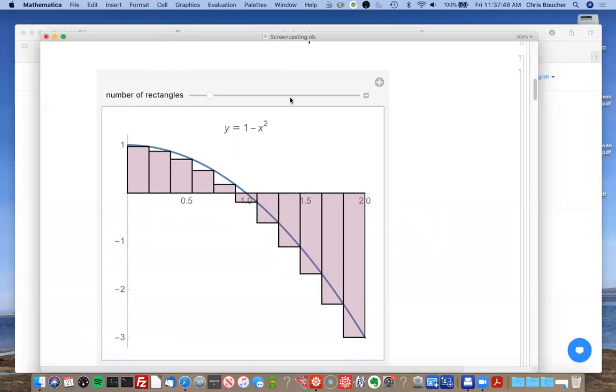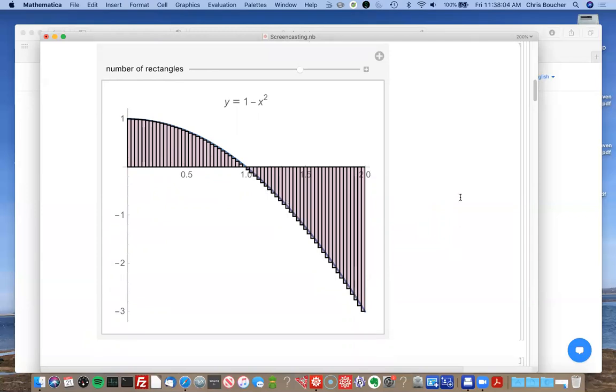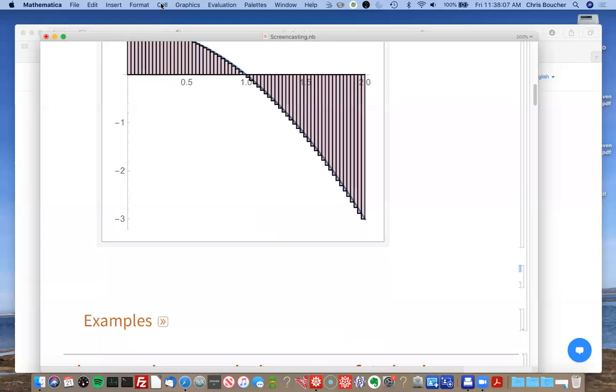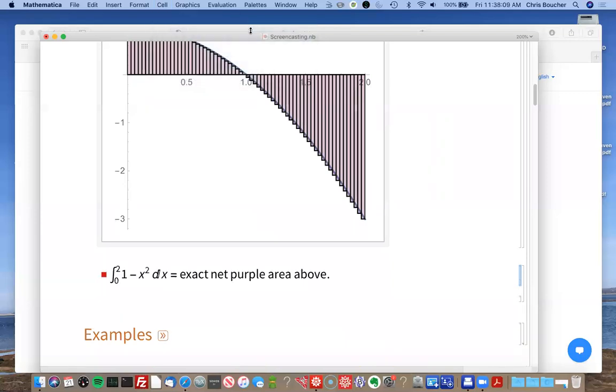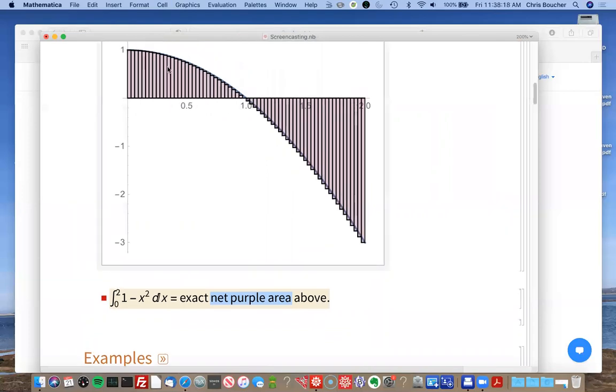So what are we approximating here? Well, let's turn up the number of rectangles. The positive terms approximate area the way they always do. And the negative terms, well, they're kind of approximating area, except they're negative. It's just that their sign is wrong. So what's being approximated here is a quantity that we will call net area. So the net area, right, net purple area, I call it here because that's the color in the picture. The net purple area, or the net area, is the area above the x-axis minus the area below the x-axis.